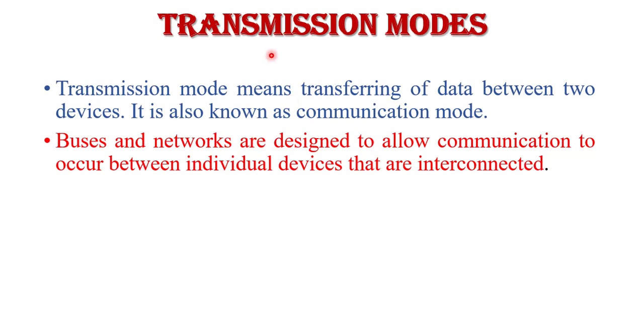What is transmission mode? Transmission mode is a technique of transmitting data between two devices, or we can say that it is the way in which data is transmitted from one device to another. It is also known as communication mode. In transmission mode, buses and networks are designed to allow communication to occur between individual devices that are interconnected. So, transmission mode basically defines the direction of data transmission. Therefore, it is also known as directional mode.